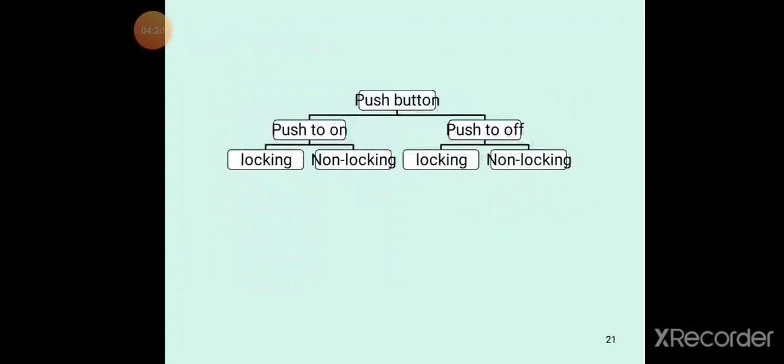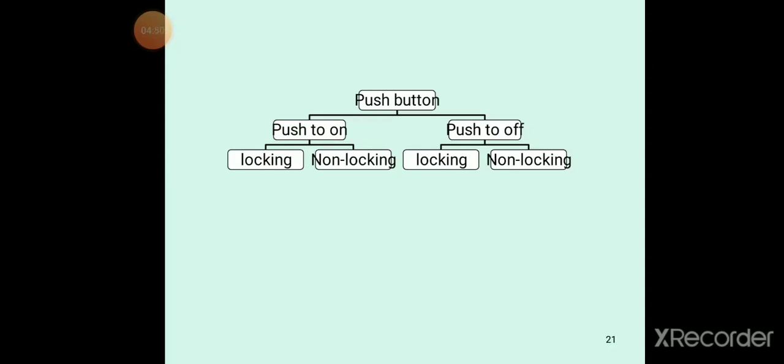Now we are going to see what are the different types of push button switches. Push button switches are of two types: push to on, push to off. Push to on has two types: locking and non-locking. Push to off also has locking and non-locking.